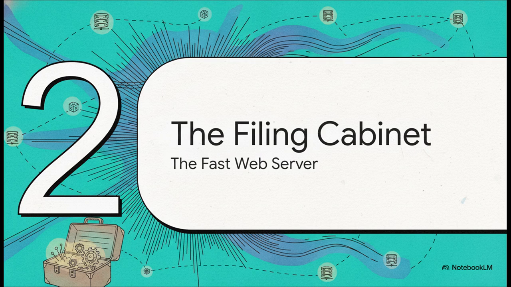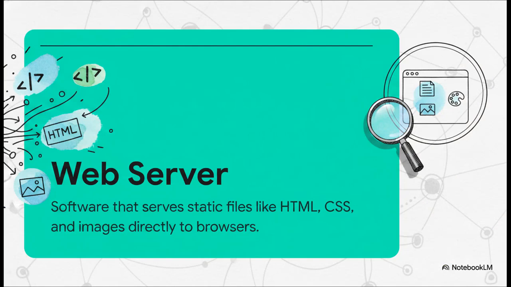Moving on to our second tool, the filing cabinet. This is all about the fast web server. Now, before we get into the really fancy routing or security features, we got to understand its foundational day job. A web server is simply software designed to find and deliver static files. Think about it. When you load up a basic web page, you're mostly just downloading static text, styles, and images. Nginx is exceptionally good at just instantly handing those files straight over to the user.